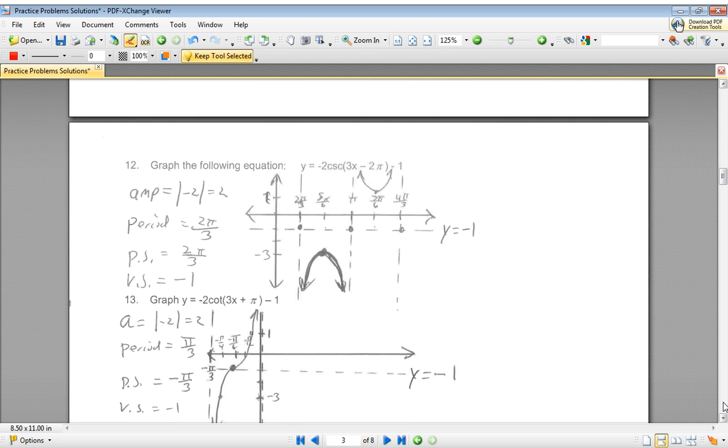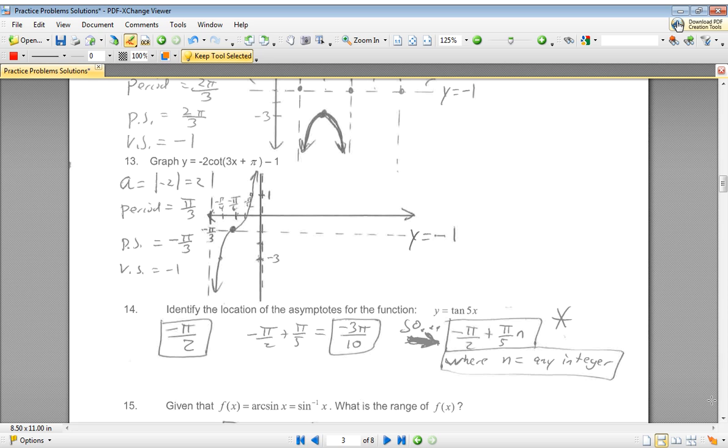Graph the following equation. You're going to have to remember that cosecant usually starts up here and goes down here, but it's negative, so it's flipped. You're going to have to keep an eye on the period and the phase shift. Again, remember this is multiple choice.